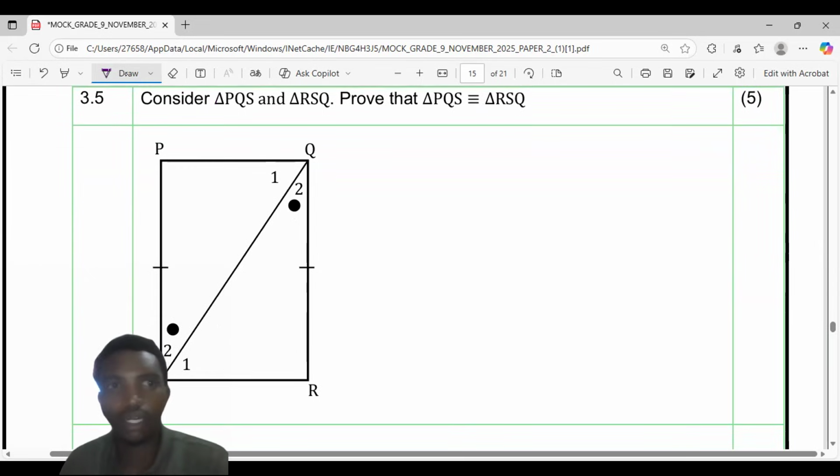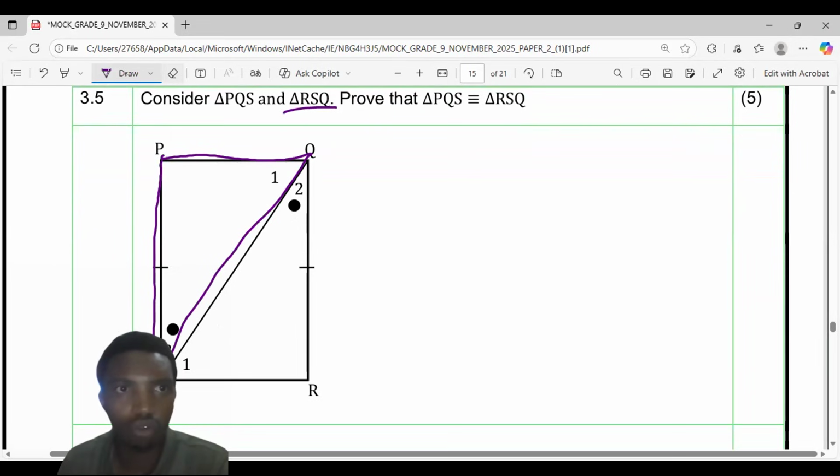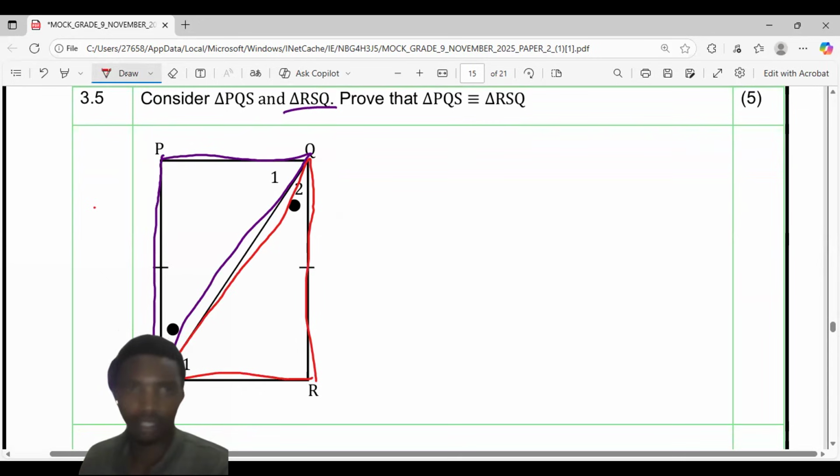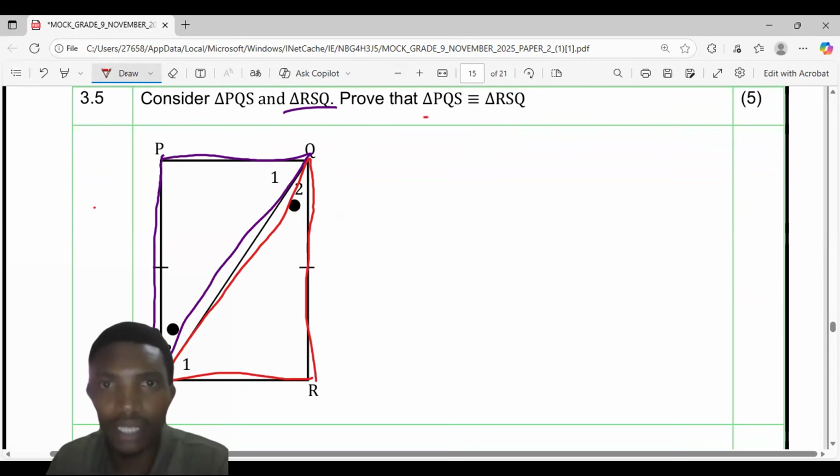And then we come to this one now. They're saying consider triangle PQS and triangle RSQ. We should consider it. They're saying we should prove that they are congruent.